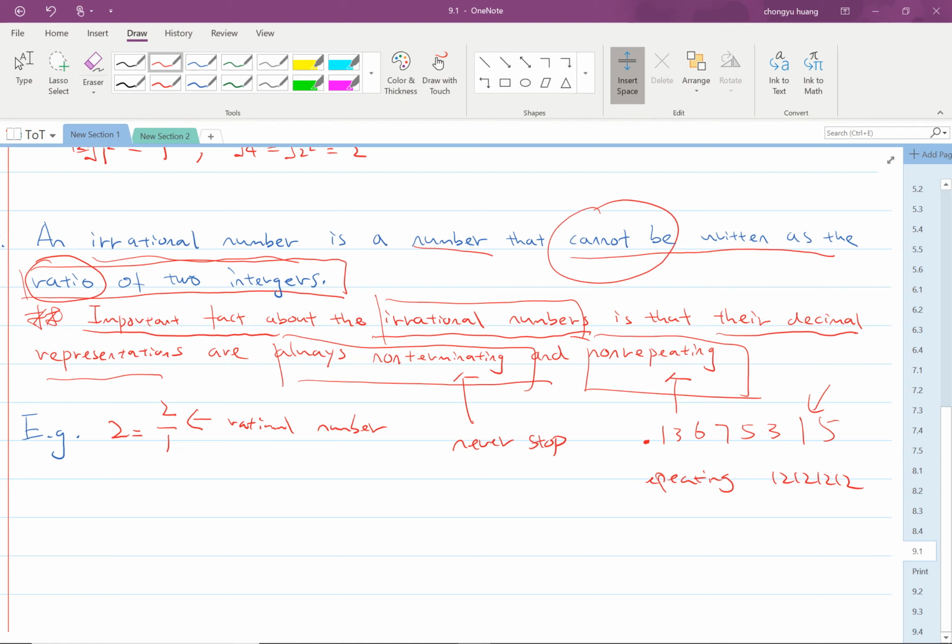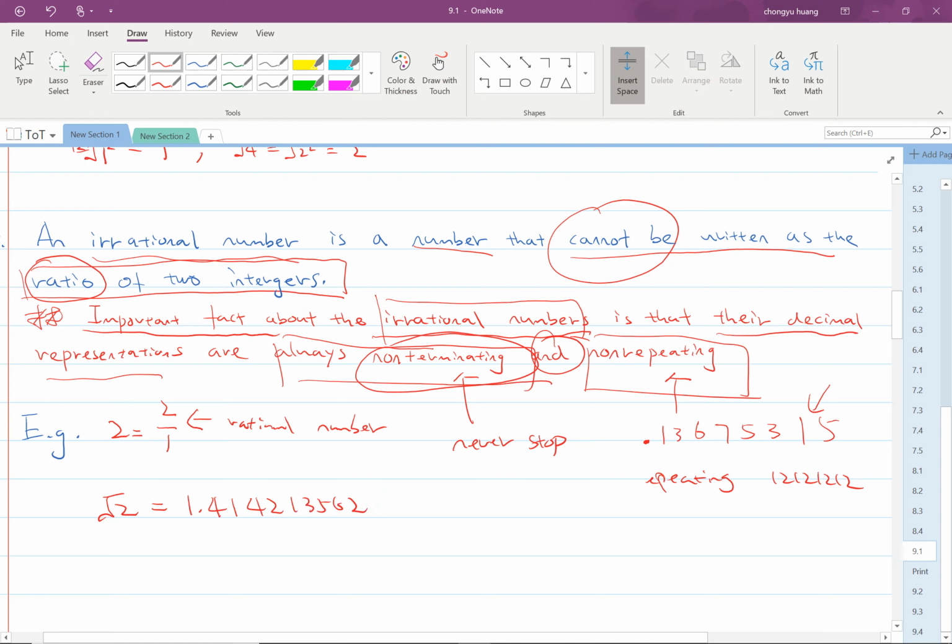If it is non-terminating, it means it never stops. The decimal places keep continuing. Those two statements have to be valid all the time. And non-repeating means the digits are always different. So one example of an irrational number is root 2. You can use a calculator to find the value of the square root of 2.